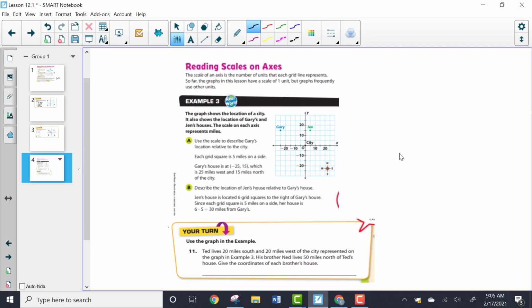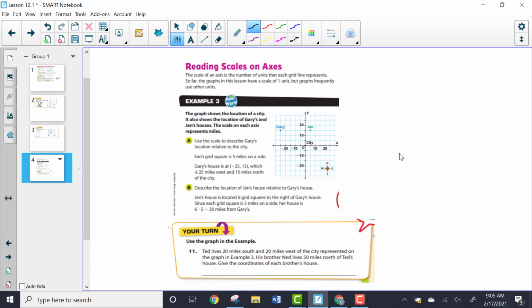So let's take a look at the bottom part of page 333, and this will be the final part of our video here. It says reading scales on axis. So that says the scale of an axis is the number of units that each grid line represents. So far, the graphs in this lesson have had a scale of 1 unit. That's not too difficult, but oftentimes graphs will use other units, especially if they're dealing with larger amounts.